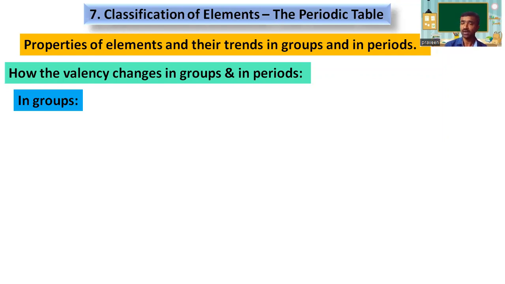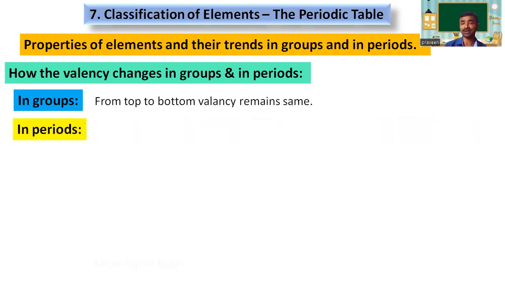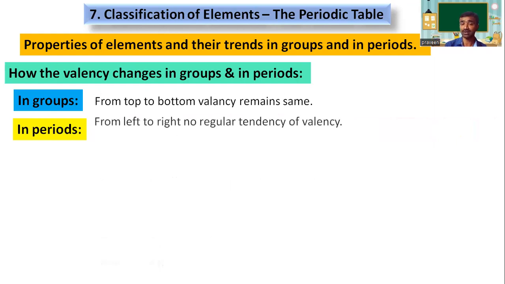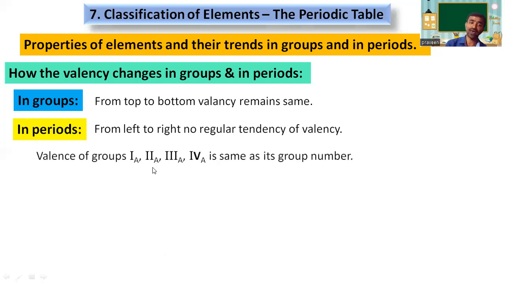In a group, the atoms have similar electron configuration, so valency remains the same in the group. In periods, valency does not follow a regular tendency, because every time one electron is added to the valence shell. So valency does not follow a regular gradation in a period. You need to understand this in groups and periods. So valency identification is very easy in a group.